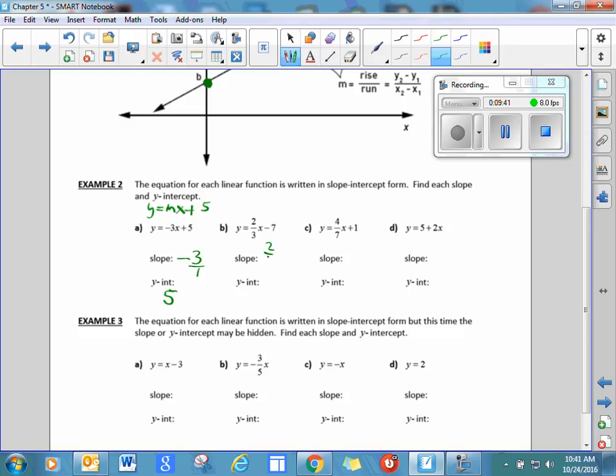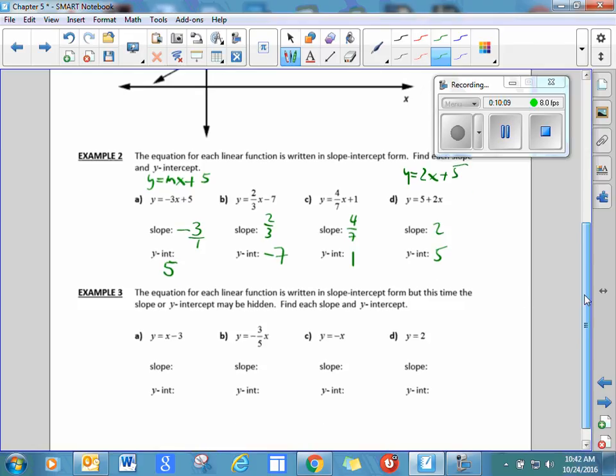Slope, 2/3, rise over run. y-intercept, -7. This guy takes a hold of the y-axis at -7. 4 over 7 is the slope, y-intercept 1. And this guy is written backwards. We need to think about him by putting the x in front. In slope-intercept form, the x comes first. So his slope is 2, his y-intercept is 5.